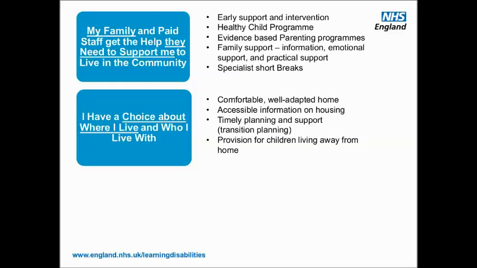We're asking that information on housing be available to families with children with learning disabilities and or autism, and also for specialist commissioners to talk to housing about the future housing needs of this population, so that planning and support is done in a timely way. That should be included in transition planning, especially in preparing for adulthood reviews, and that there should be clear provision for children living away from home, and that should include, as a very minimum, knowing who they are and where they are, ensuring that they have education, health and care plans when they need them, and maintaining links with home.